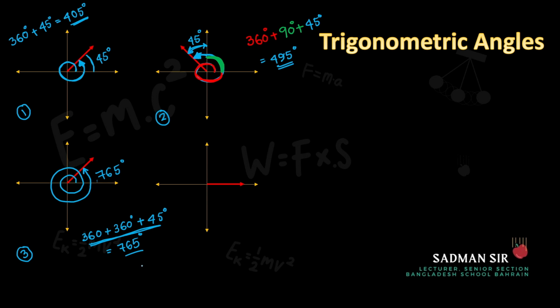If it is completing 2 rotations, then you can simply write 2 into 360 degrees, as it completed 2 rotations, and then it rotated by 45 degrees or 10 degrees, whatever degree it is rotating, you can add that. So that will also give you the same answer. If it completes 3 rotations, then you will write 3 into 360 degrees, then further whatever angle it travels, you have to add it. In every case I have taken it to be 45 degrees, but in your case it might be different, no problem.